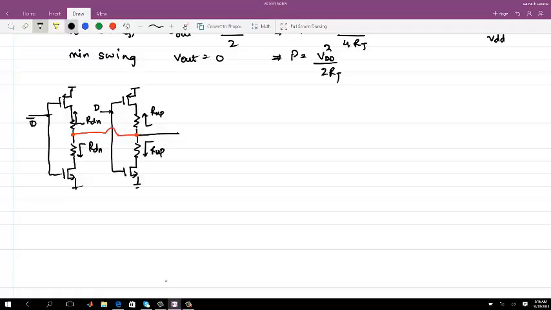Okay. But what we have seen is this particular output driver is actually having more power consumption. So is this clear till now? Okay. So the drawback of the resistive divider is that it leads to more power consumption.